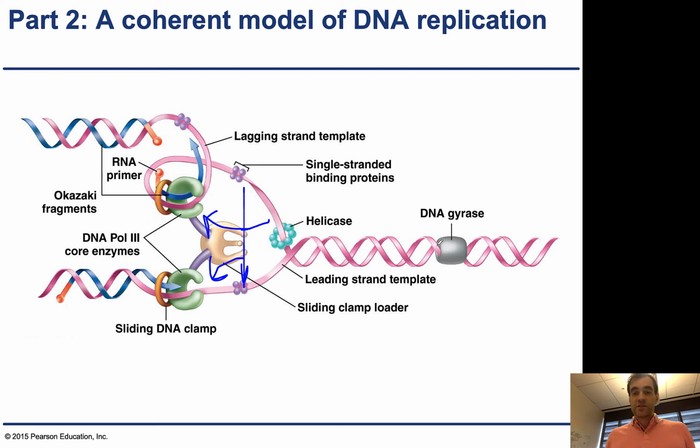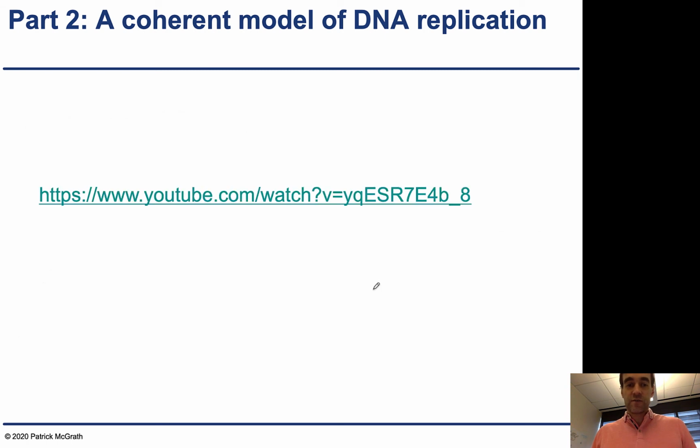DNA gyrase comes in, and they're there in order to release the winding, and the supercoiling created by the helicase unwinding. So by unwinding these two things, it's creating supercoiling downstream.